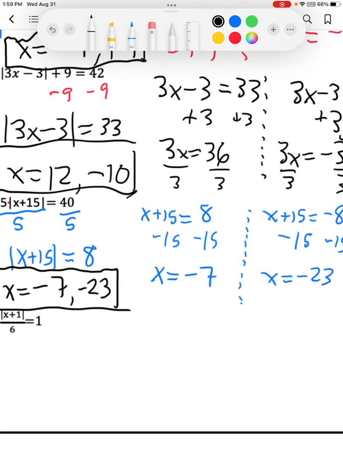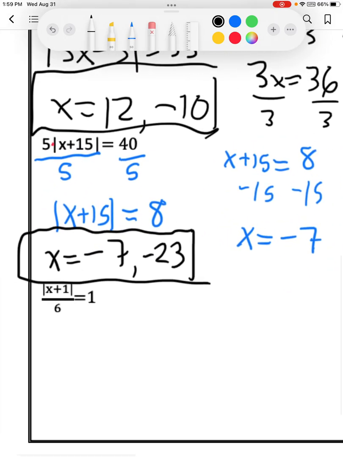We have one more on this page to work on. We have the absolute value of x plus 1 over 6 is equal to 1. Let's go ahead and get rid of that 6. It's currently being divided. The opposite of division is multiplication. That will give us the absolute value of x plus 1 is going to equal 1 times 6, which is 6.